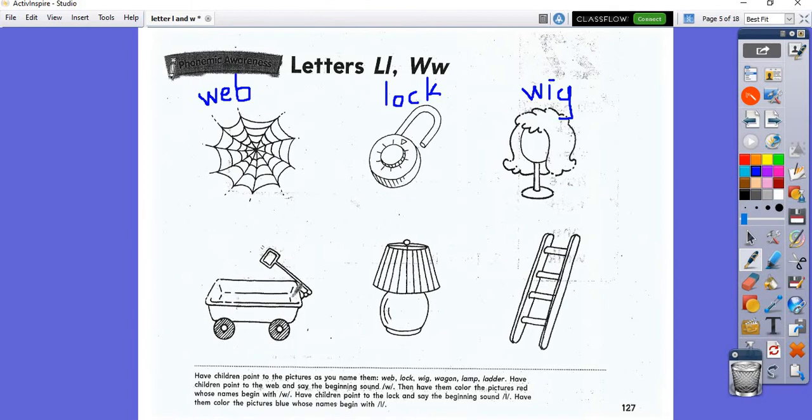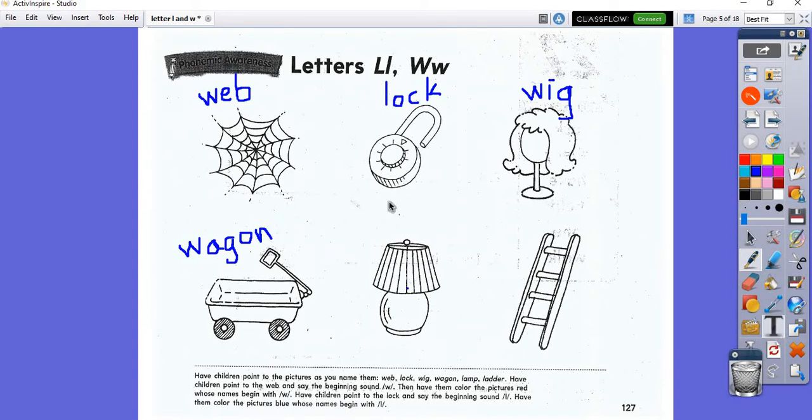What picture is this? This is wagon. Wah, wah, wagon. Write with me, okay? G. Wagon. Very good. Now we have this picture.